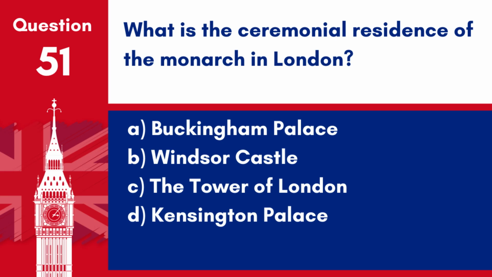Question 51. What is the ceremonial residence of the monarch in London? A. Buckingham Palace. B. Windsor Castle. C. The Tower of London. D. Kensington Palace. Answer: A. Buckingham Palace. Buckingham Palace is the ceremonial residence of the monarch in London.